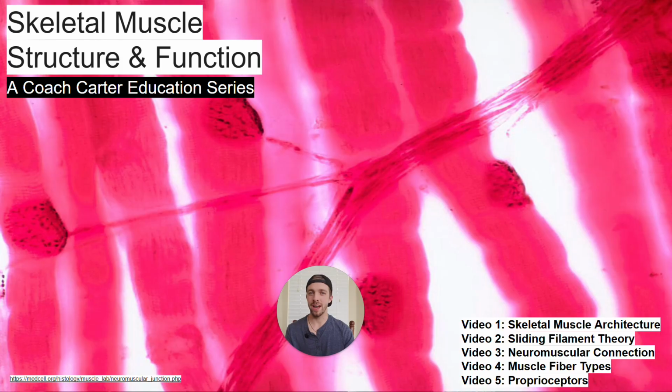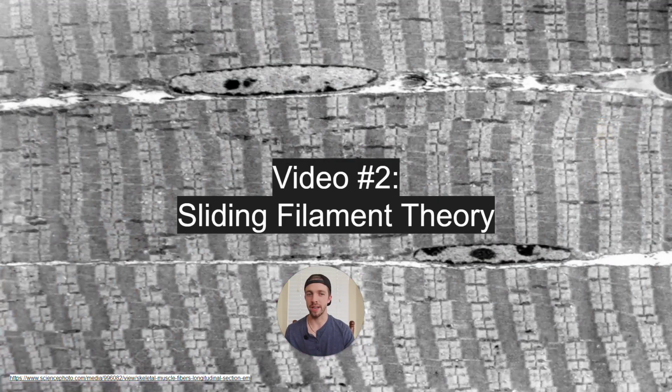Today we're going to tackle video number 2 on sliding filament theory. Now this is our mechanistic understanding of how skeletal muscle contracts, how it produces force, and how it causes movement. Now, this theory was originally established in the mid-1950s and really hasn't changed a whole lot since then, which is pretty cool. We've added a lot of understanding since then, but we haven't really found any glaring misconceptions.